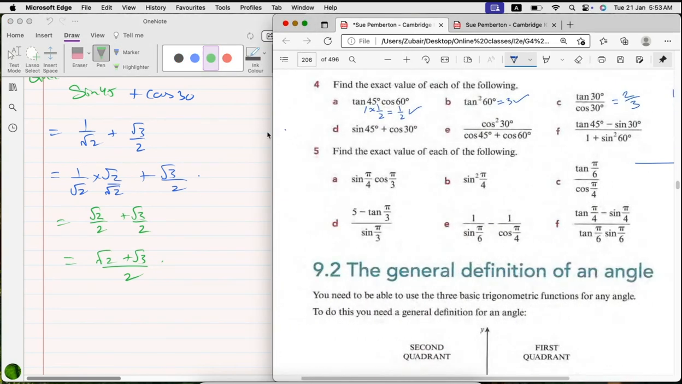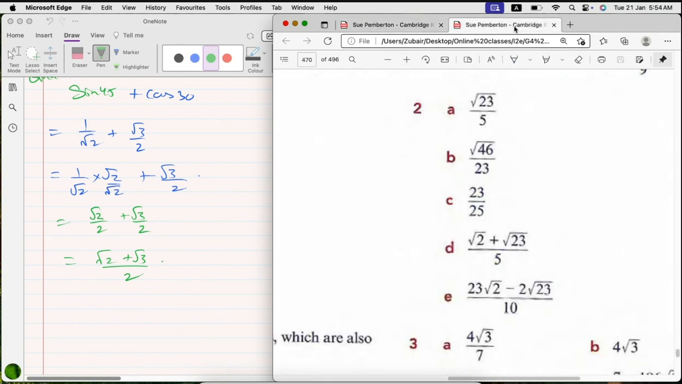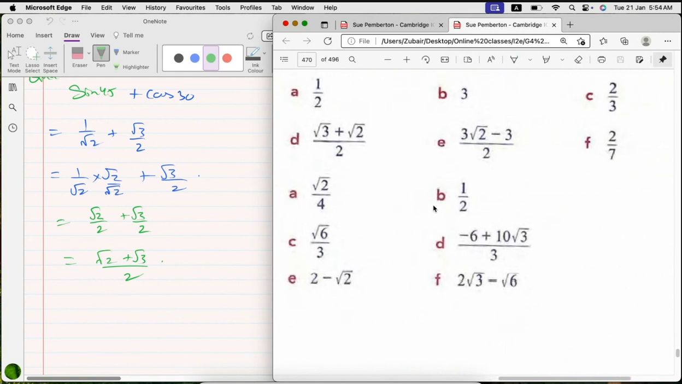E part. 6/4 square root 2. Question 4. E is something else.